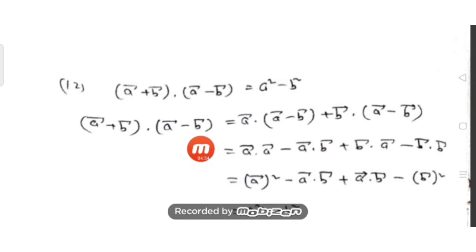So I have written the left hand side, then apply the distributive law. So it can be written as a bar dot (a bar minus b bar) plus b bar dot (a bar minus b bar). Here also I have used the distributive law again: a bar dot a bar, then plus minus gives you minus a bar dot b bar.